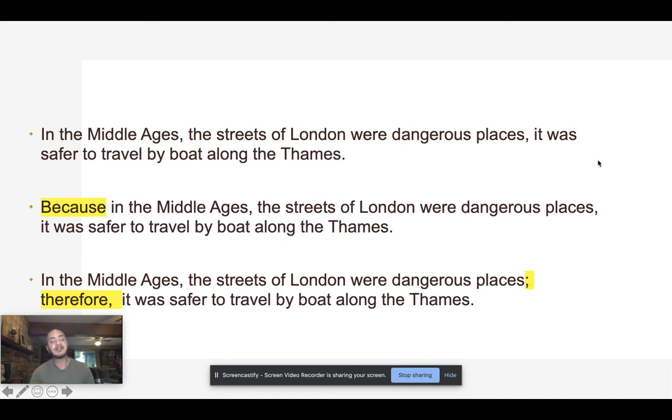Two ways that we can fix this example. We can turn it into a complex sentence by putting a subordinating conjunction at the beginning of the sentence and rewriting it as: Because in the Middle Ages, the streets of London were dangerous places, it was safer to travel by boat. Or we can add a semicolon and a conjunctive adverb followed by a comma in order to create a compound sentence: In the Middle Ages, the streets of London were dangerous places; therefore, it was safer to travel by boat along the Thames.